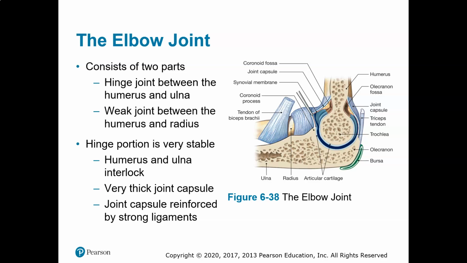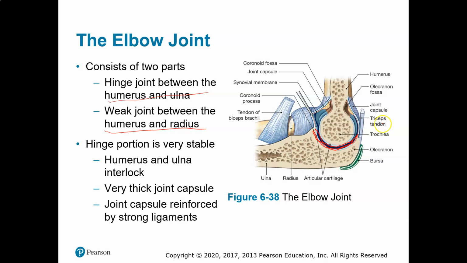The elbow joint consists of two parts. There's a joint between the humerus and the ulna, and a weak joint between the humerus and the radius. So there's actually three bones involved. This is the concave part of the ulna that the head of the humerus articulates with. Let's see if there's anything else I want to point out.